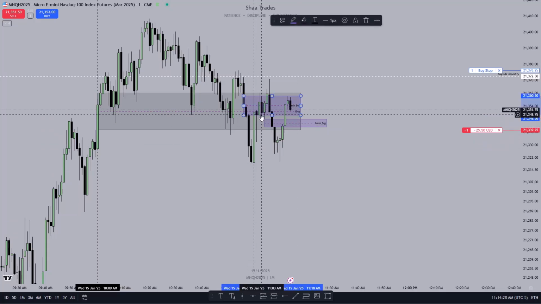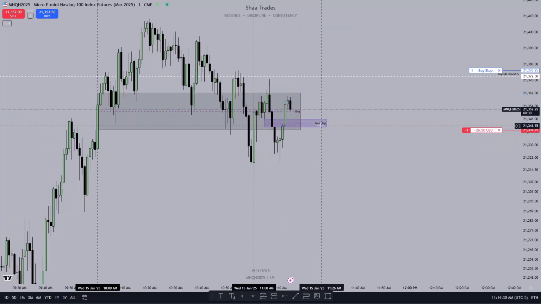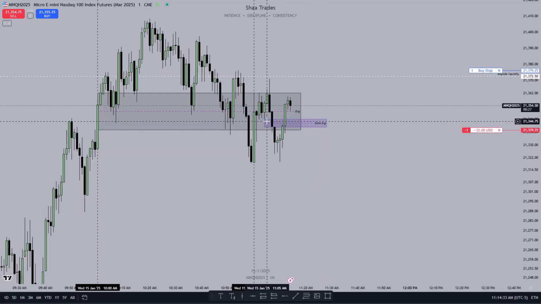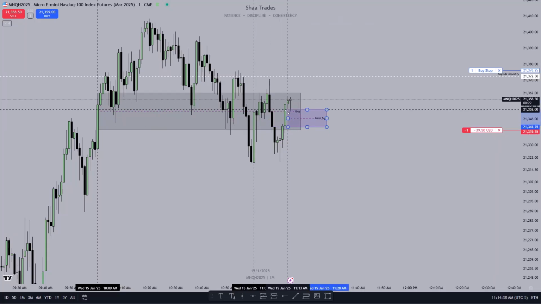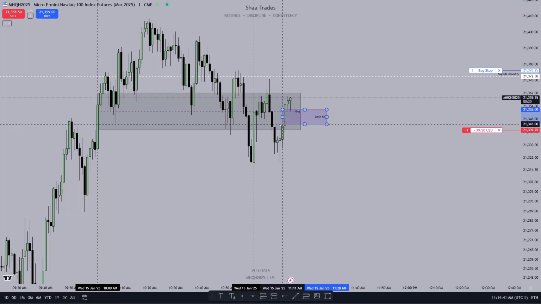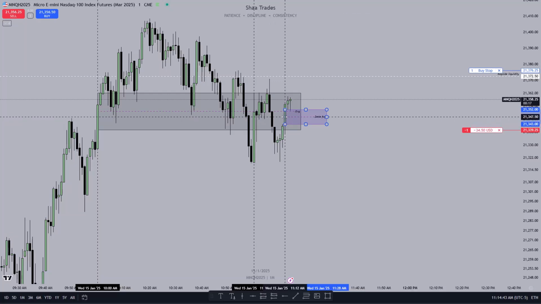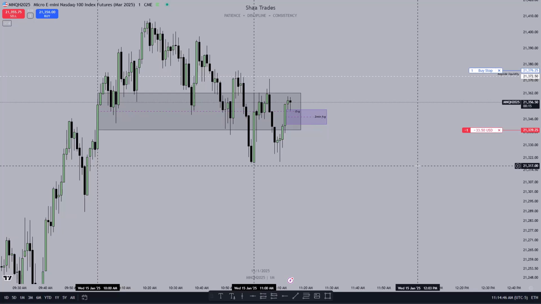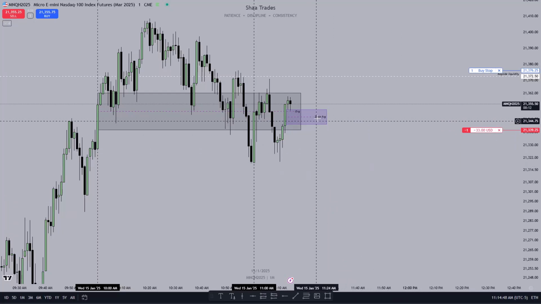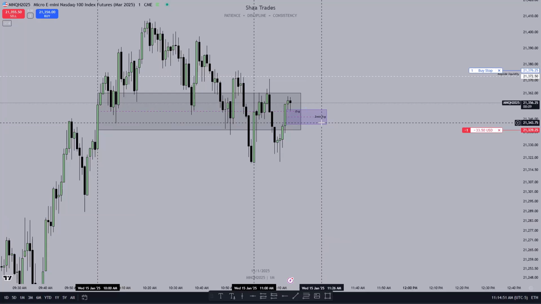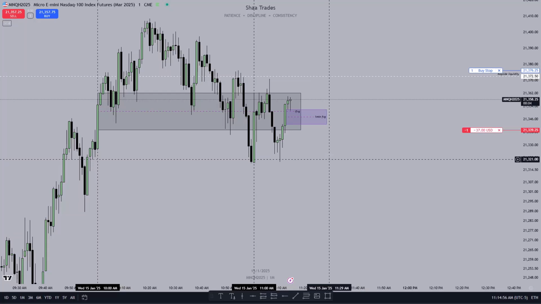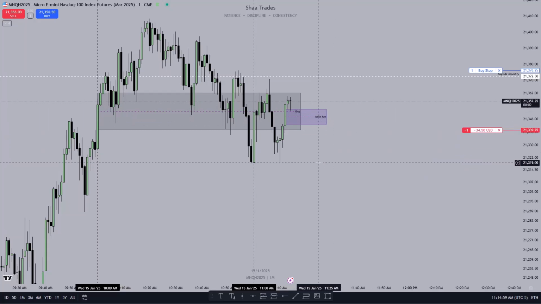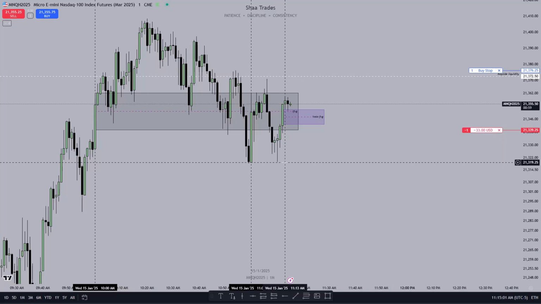Chart is a bit messy. I'm going to do a little bit of cleanup here. Let's see what price does here. Let's see what price does with this 1-minute fair value gap. Price is creating lows there.